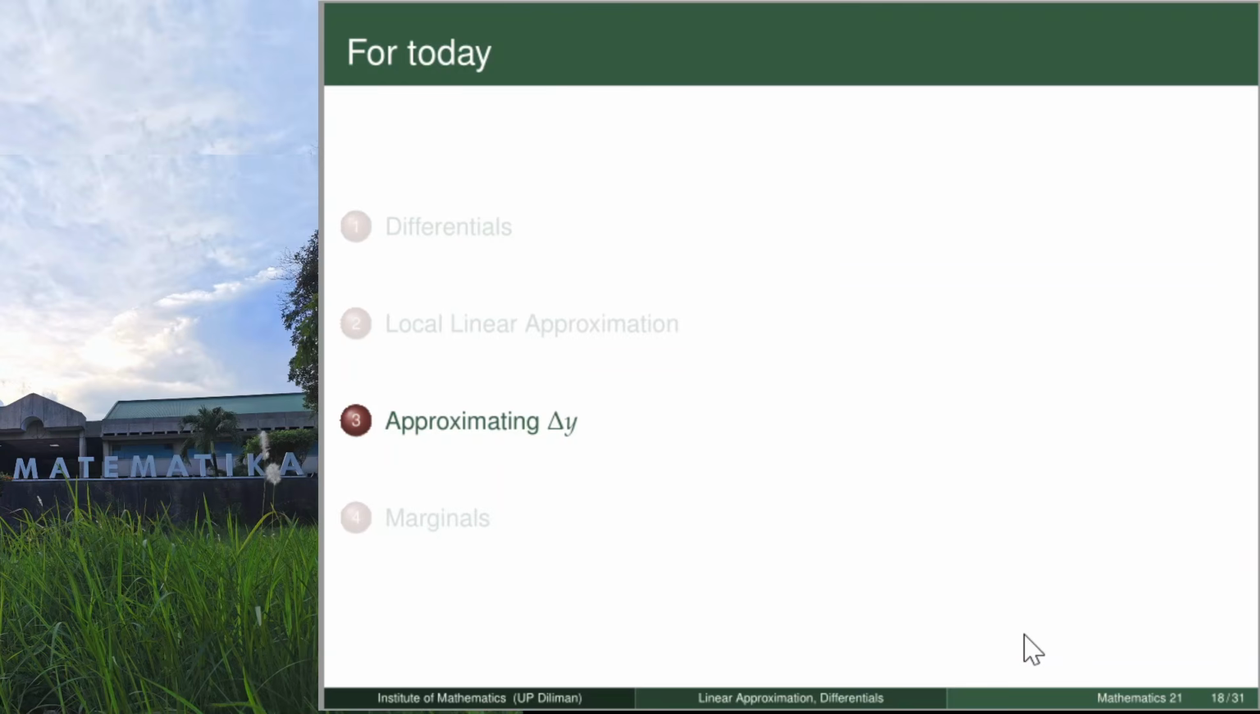And that ends the first half of our topic. Stay tuned for the second half. In that video, we will talk about approximating delta y and marginals.